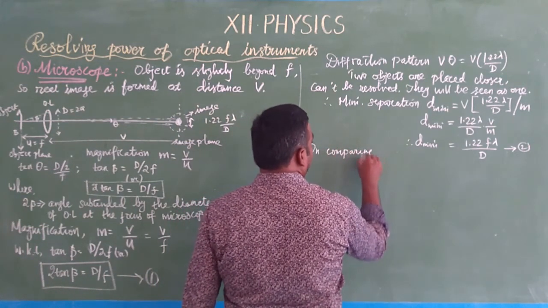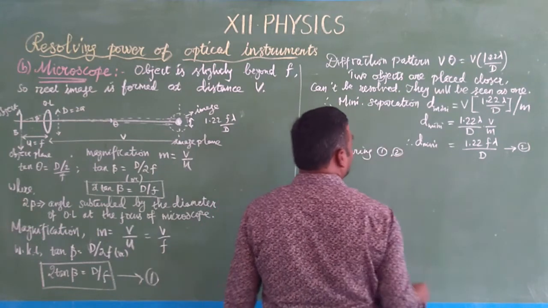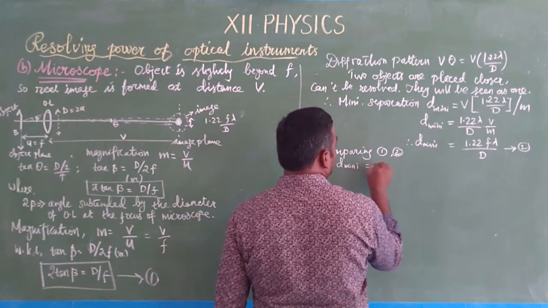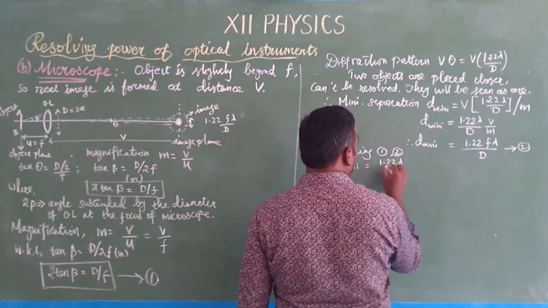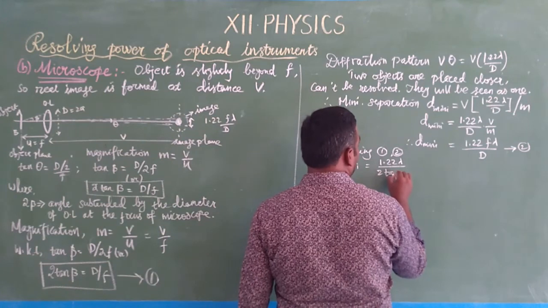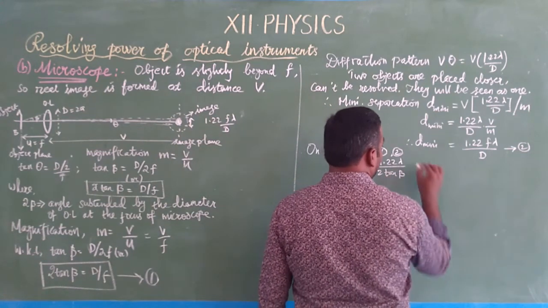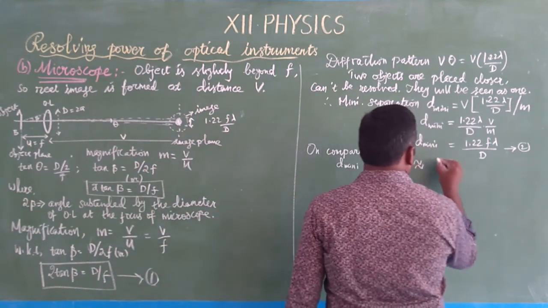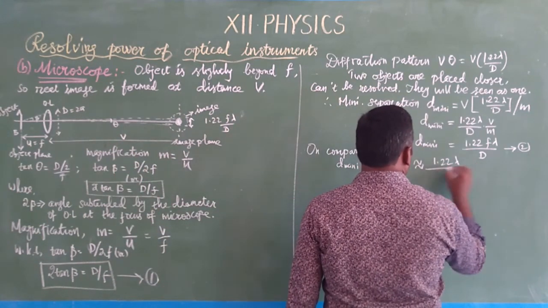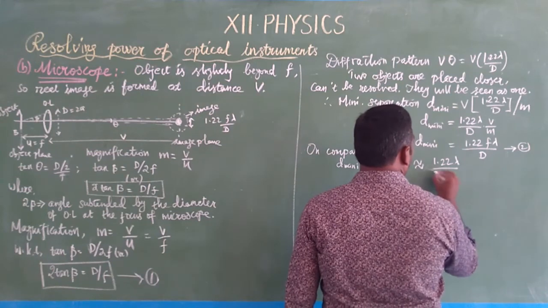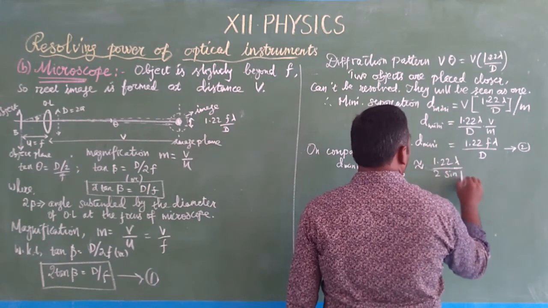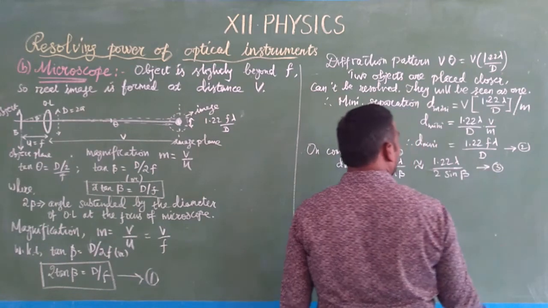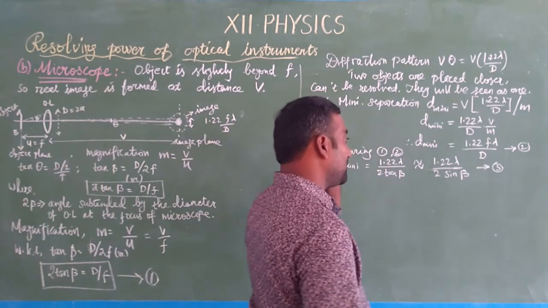On comparing 1 and 2, the minimum separation is equal to 1.22 lambda divided by 2 tan beta, which is approximately equal to 1.22 lambda divided by 2 sin beta. This is equation number 3. Okay, tan beta is approximately equal to sin beta.